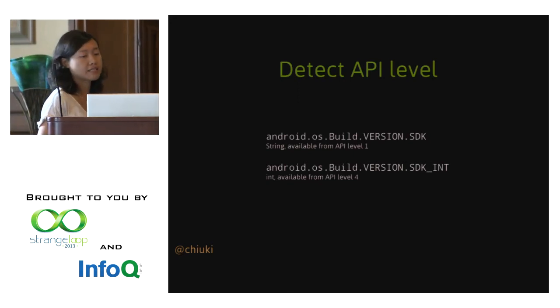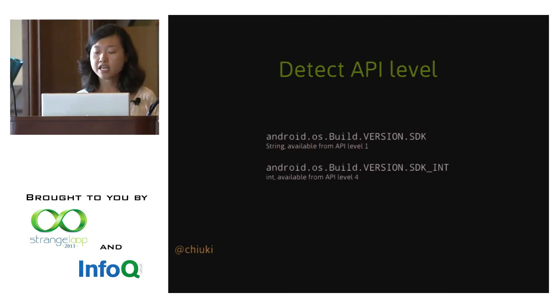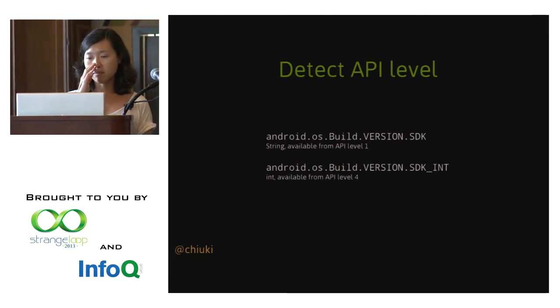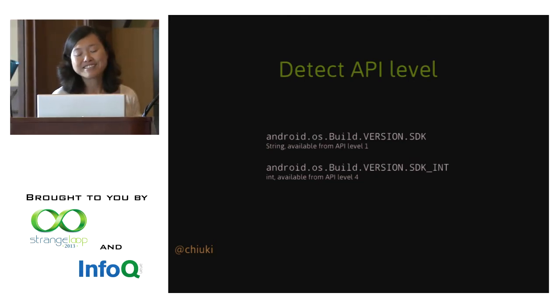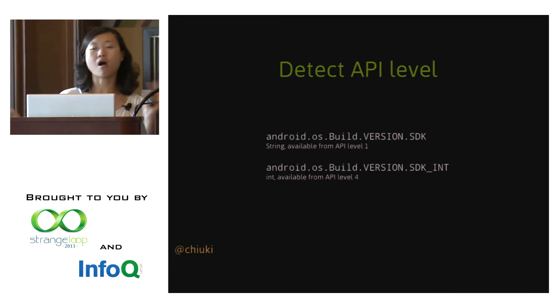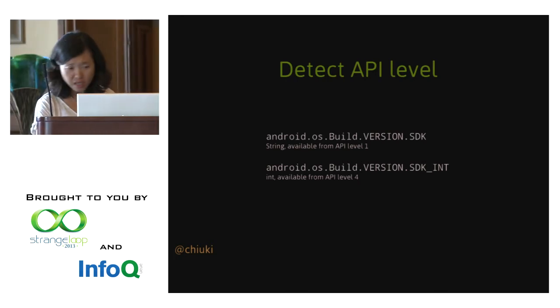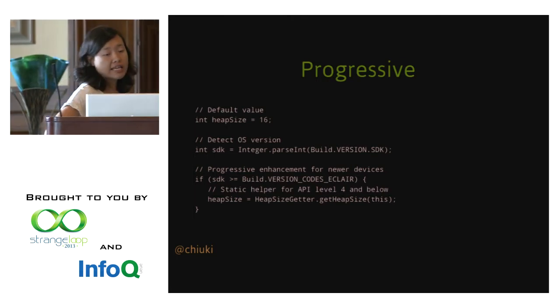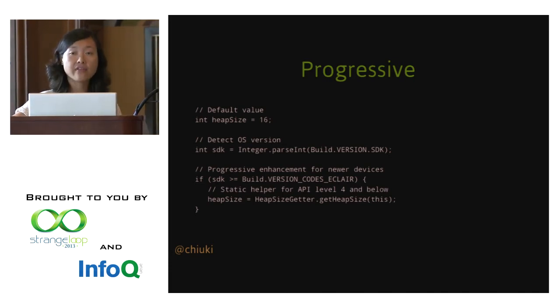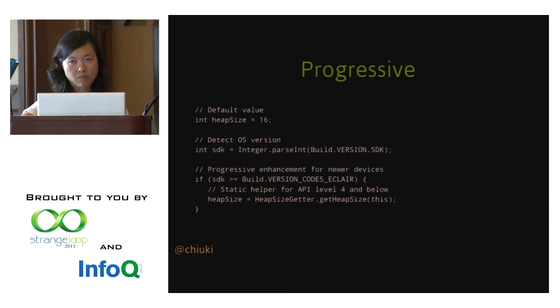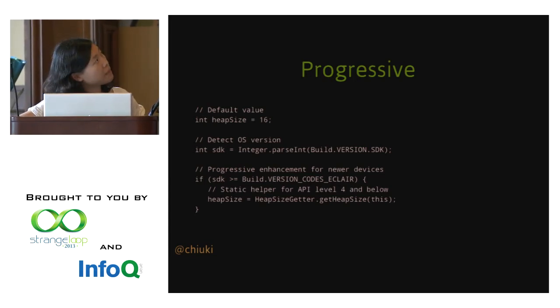Fortunately, Android provides this class called android.os.Build, which gives you the version that you're running on. Earlier, it's a string, just a string 1, 2, or 3. So then they later introduced an integer so that you don't have to parse an integer from a string, which everybody was doing. So what you can do is detect the level of the OS using the Build class and then enhance your program when you have functions that are available. What do I mean? Here, I want to use this getMemoryClass function that I showed you earlier to know how big the heap size is, essentially.